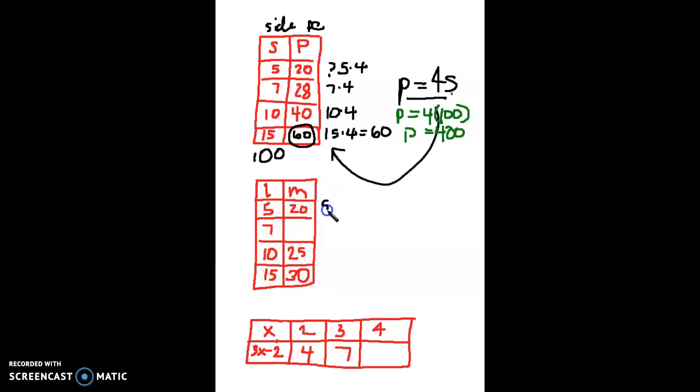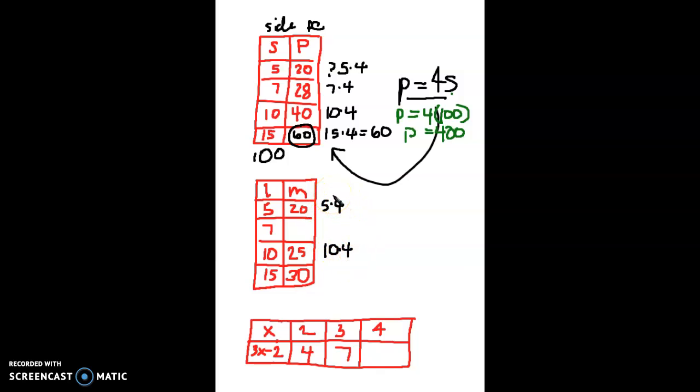I could say 5 times 4 is 20. So let's see if that applies down here. Does 10 times 4 equal 25? No, it doesn't. So we can't use times 4 as a function.